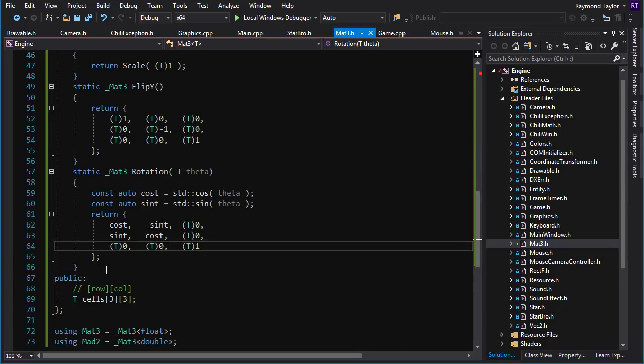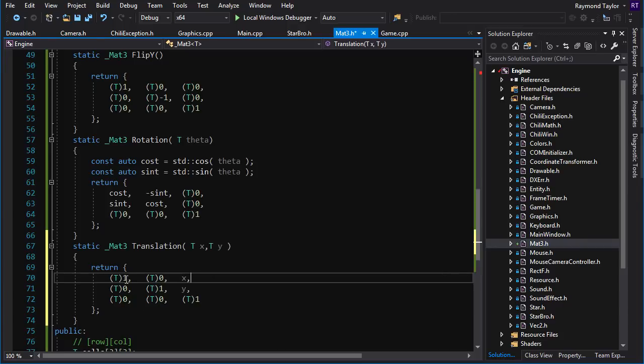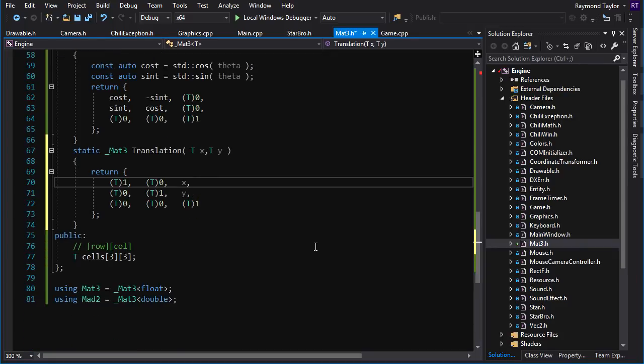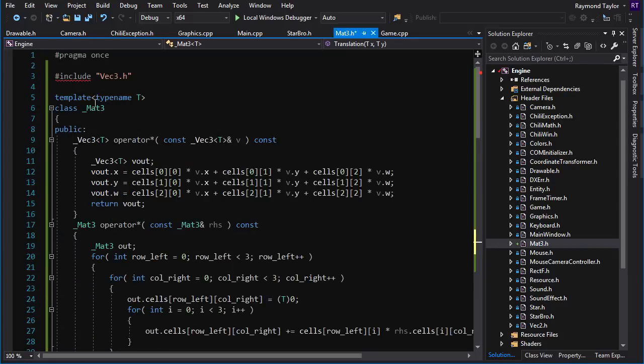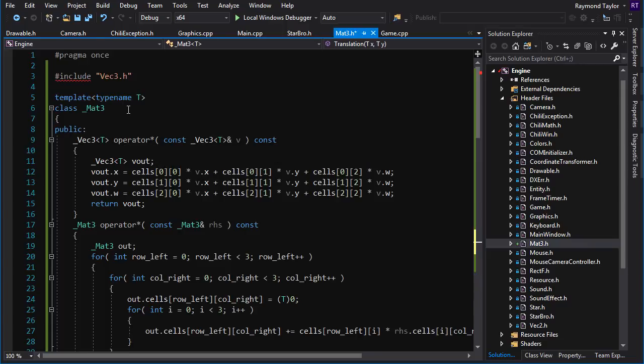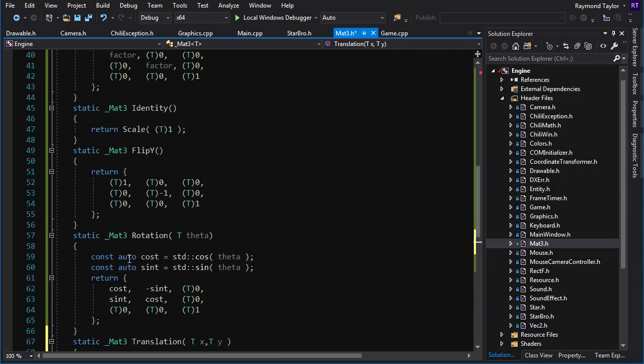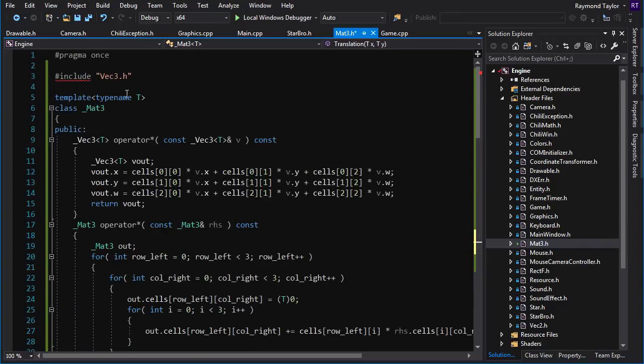And last but not least, let's add a new function to generate a translation. And that's very simple, just 1s on the diagonal, and then x and y in the places where I showed you. And there we go. This should be our mate3, our 3-dimensional, our 3 by 3 matrix for 2-dimensional space, all jiggered up.